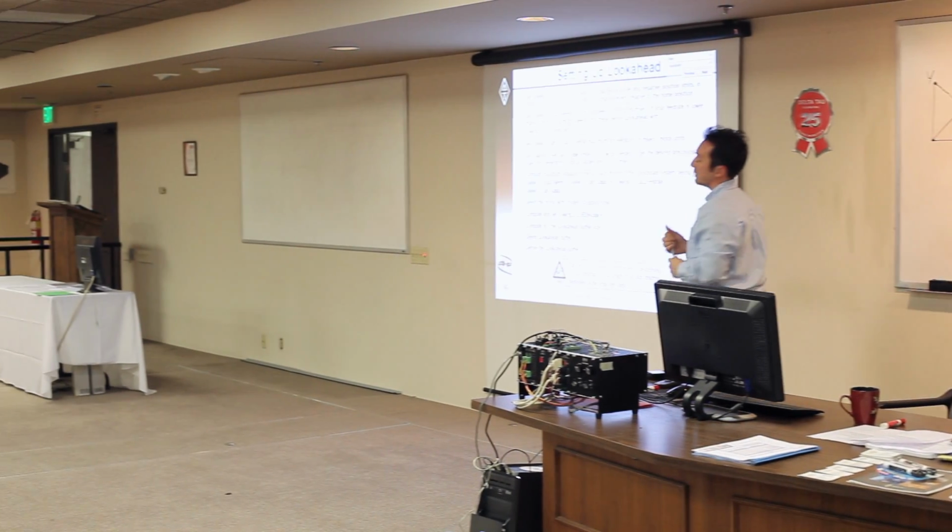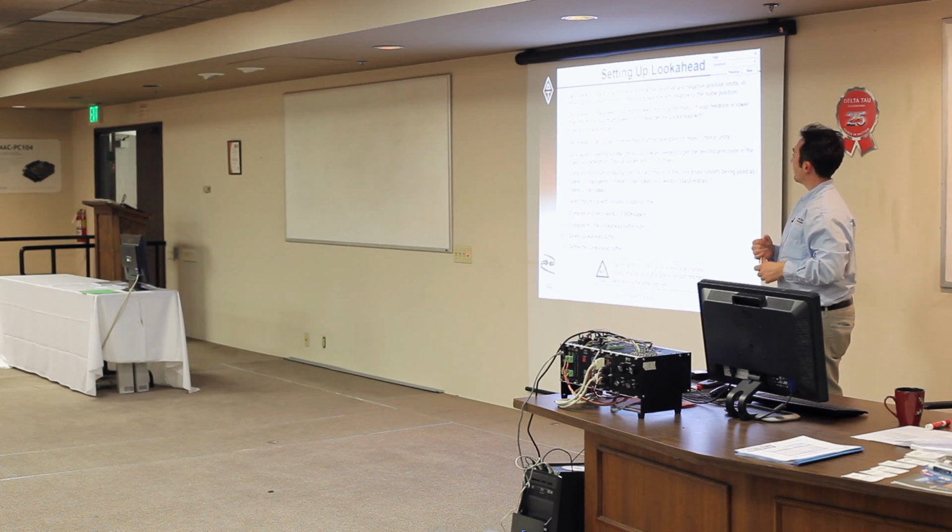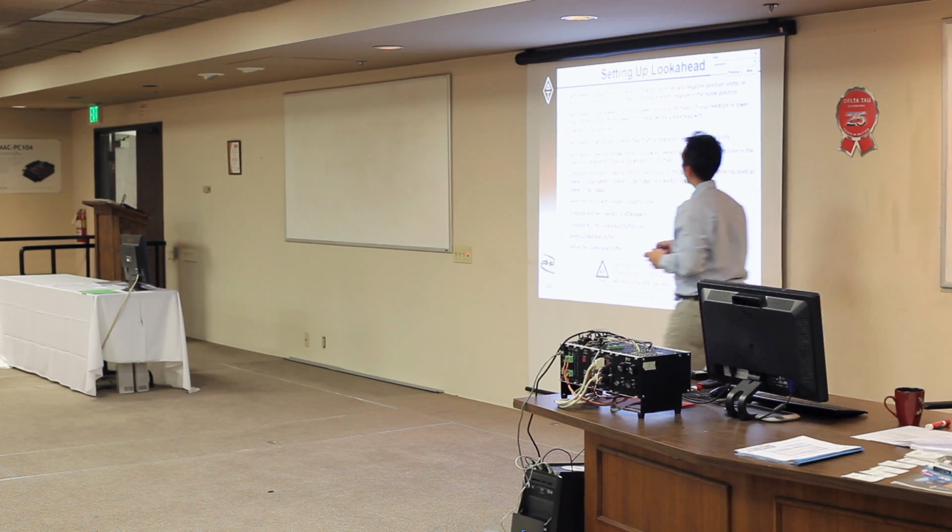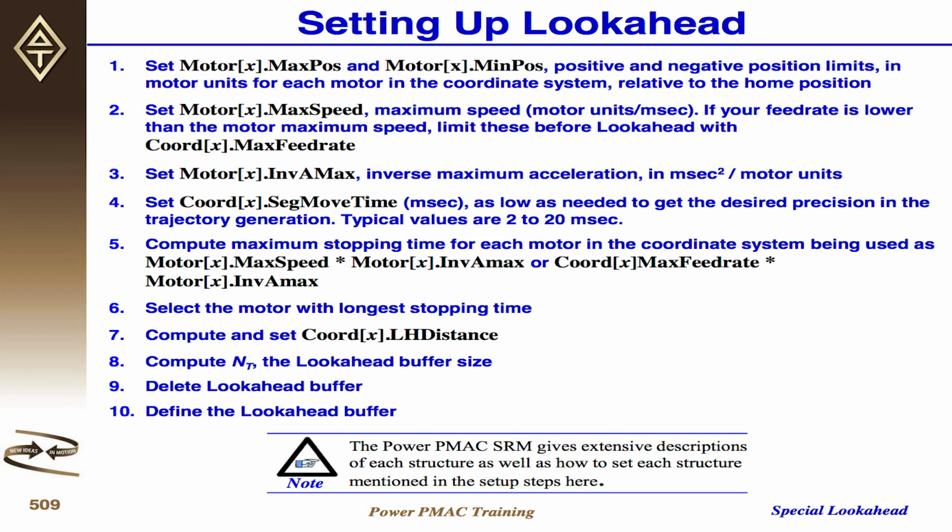So how can we set up this lookahead buffer? We have some steps we need to go through. Starting with step 1, set Motor[x].MaxPos and MinPos, right? These are the software travel limits. And these are in motor units for each motor in the coordinate system relative to the home position. And then you need to set the maximum speed with Motor[x].MaxSpeed. This is motor units per millisecond.